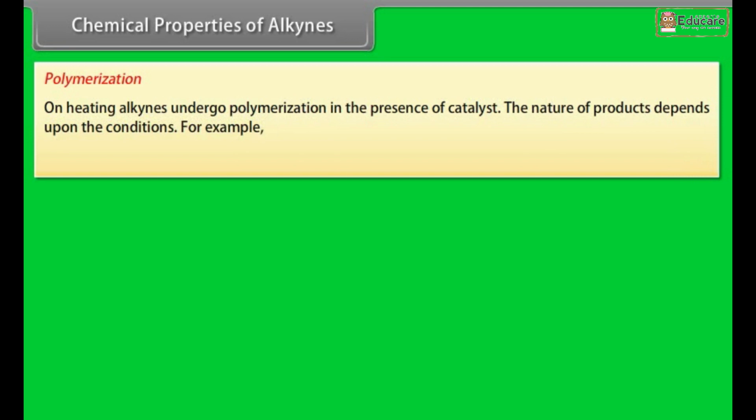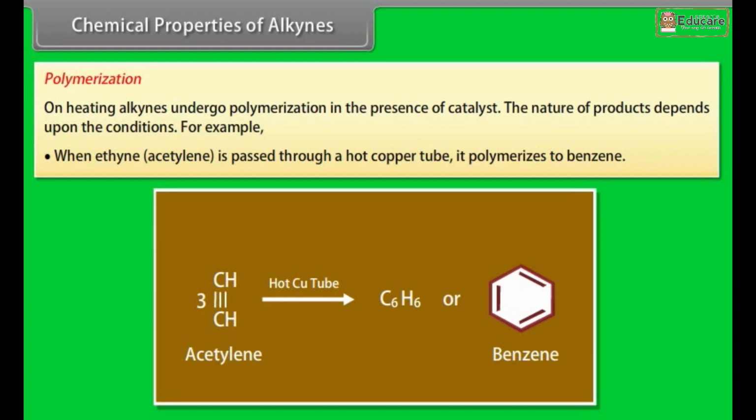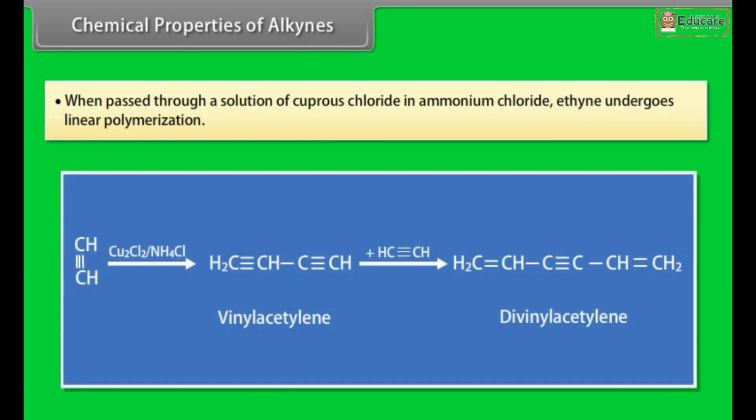Polymerization. On heating, alkynes undergo polymerization in the presence of a catalyst. The nature of the products depends upon the conditions. For example, when ethyne, acetylene, is passed through a hot copper tube, it polymerizes to benzene. When passed through a solution of cuprous chloride in ammonium chloride, ethyne undergoes linear polymerization.